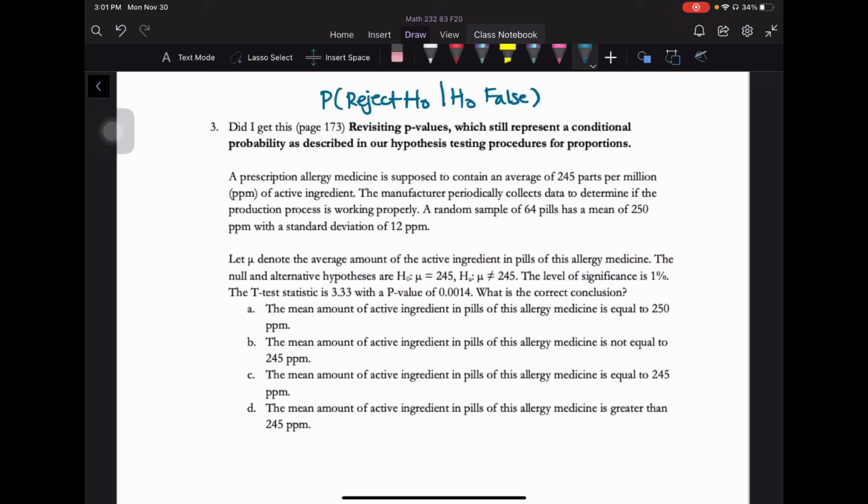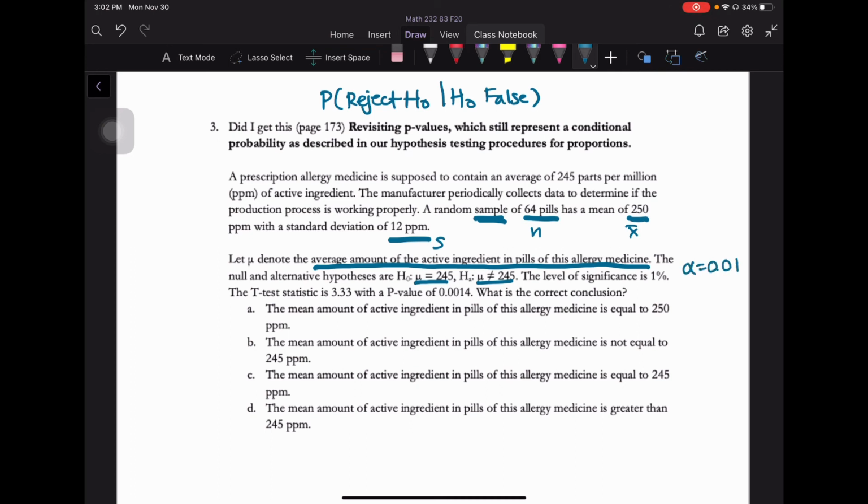Okay. An allergy medicine is supposed to contain an average of 245 parts per million of active ingredient. This manufacturer wants to analyze this. They've got a random sample of 64 pills, a mean of 250, and a standard deviation of 12. And that's for the sample. So then our n is 64, our x bar is 250, and our s is 12. Mu is going to denote the average amount of active ingredient in pills of the allergy medicine. The null and the alternative are that the average is equal to 245 or that the average is not equal to 245. And we're testing at a level of alpha equals 0.01 significance.